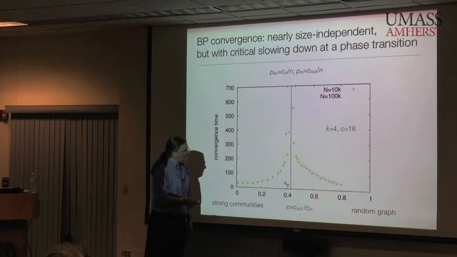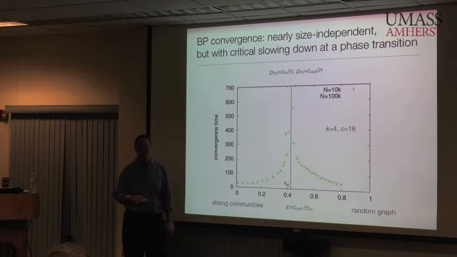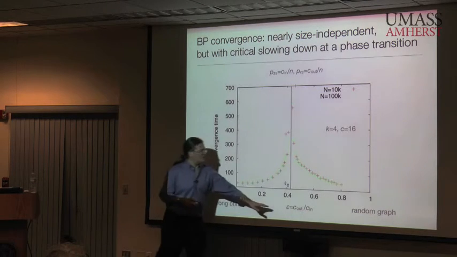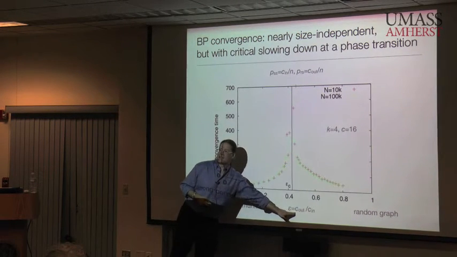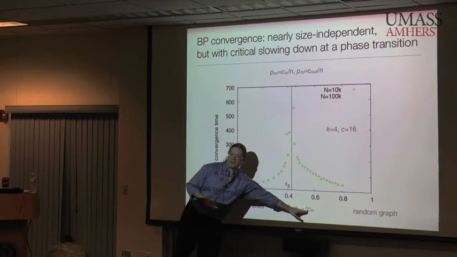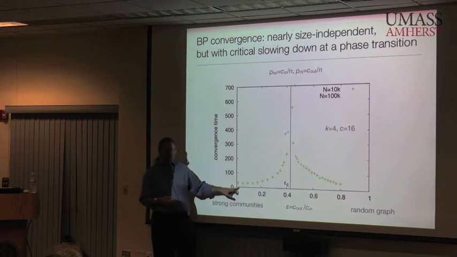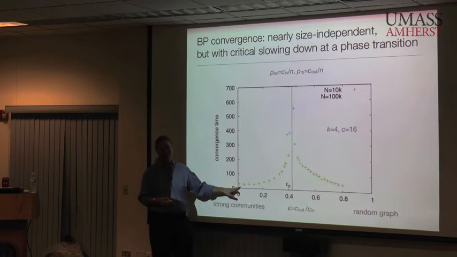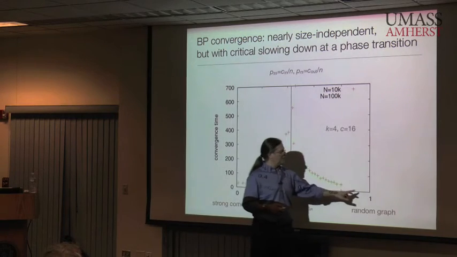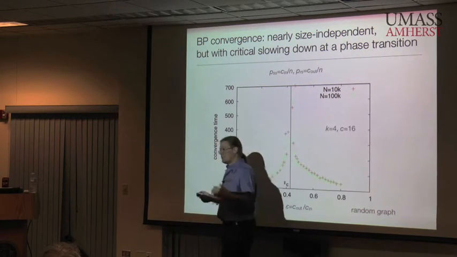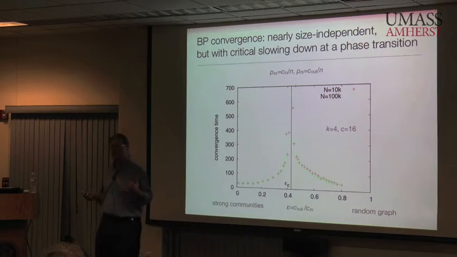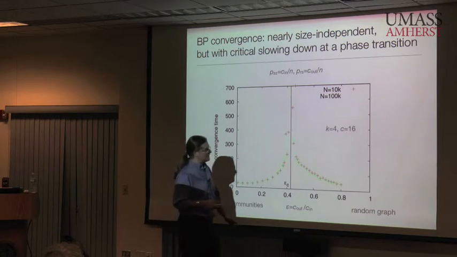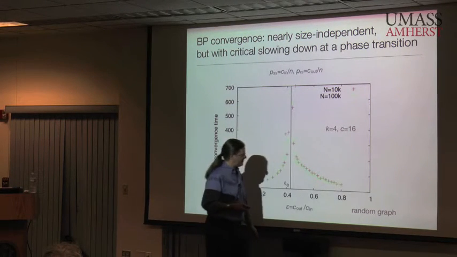This x-axis is a measure of how strong the community structure is. It's the ratio between the probability of connecting to someone outside your group versus inside your group. At this end, you only connect to others in your group, so the structure is very strong. At this end, it's actually a completely random graph. If you're familiar with Erdős-Rényi random graphs, everybody is equally likely to be connected to everybody else.